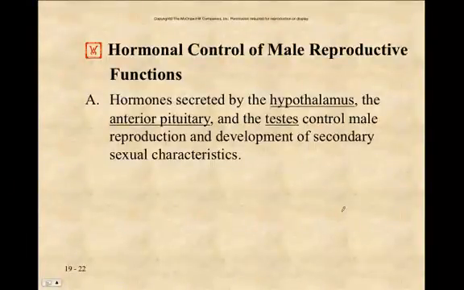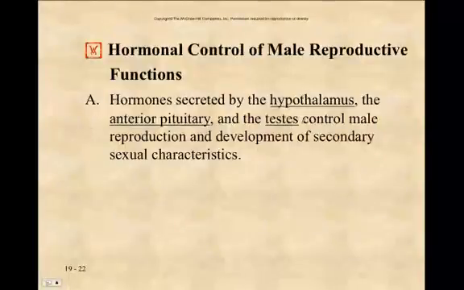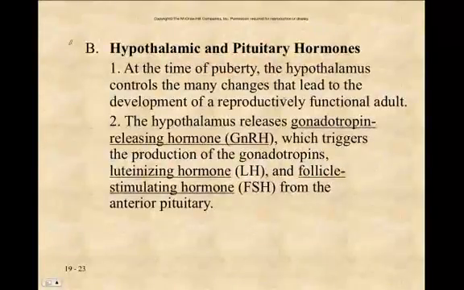So, hormonal control of male reproductive functions. Hormones are going to be secreted by the hypothalamus, the anterior pituitary, and the testes to help control male reproduction and also to control the development of secondary sexual characteristics. Let's talk about the hypothalamus and the anterior pituitary first, and then we'll get into what the testes does. Although you probably should know what the testes does, right? Because we talked about the testes and those interstitial cells that secrete testosterone. Anyway, let's get into the hypothalamus and the pituitary hormones first.